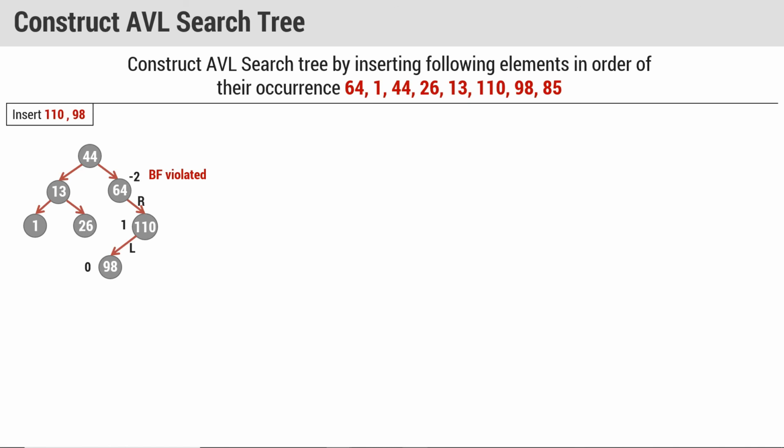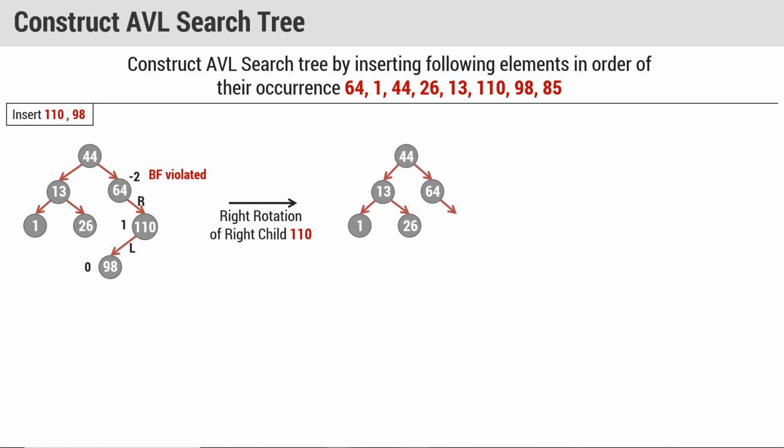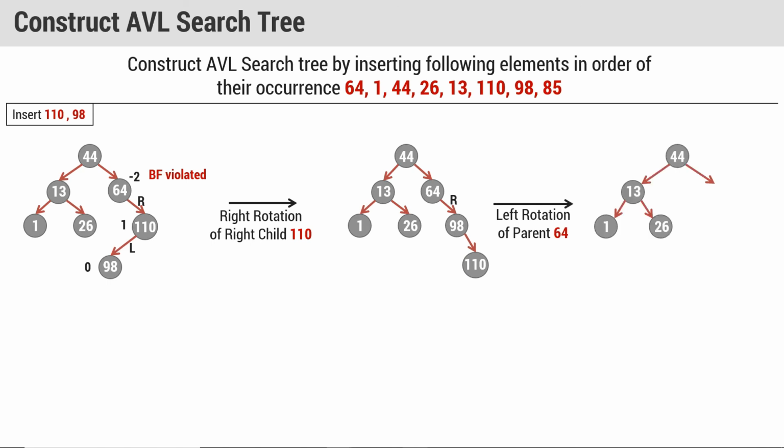For this we have to first of all solve the left problem. So the solution is one right rotation at node 110. So our tree becomes like this: 64, then 98 and 110. Now the remaining problem is R, and the solution of this R problem is one left rotation at 64. By doing this left rotation our tree becomes like this: 64 becomes the left child of 98 and the right child becomes 110, and all the nodes have balance factor 0. So this is a balanced tree, or we can say an AVL tree.